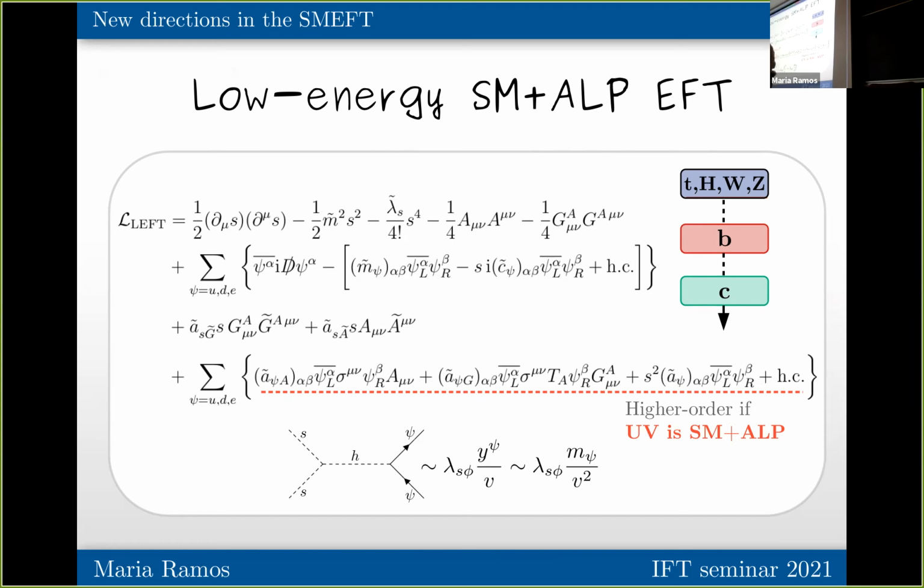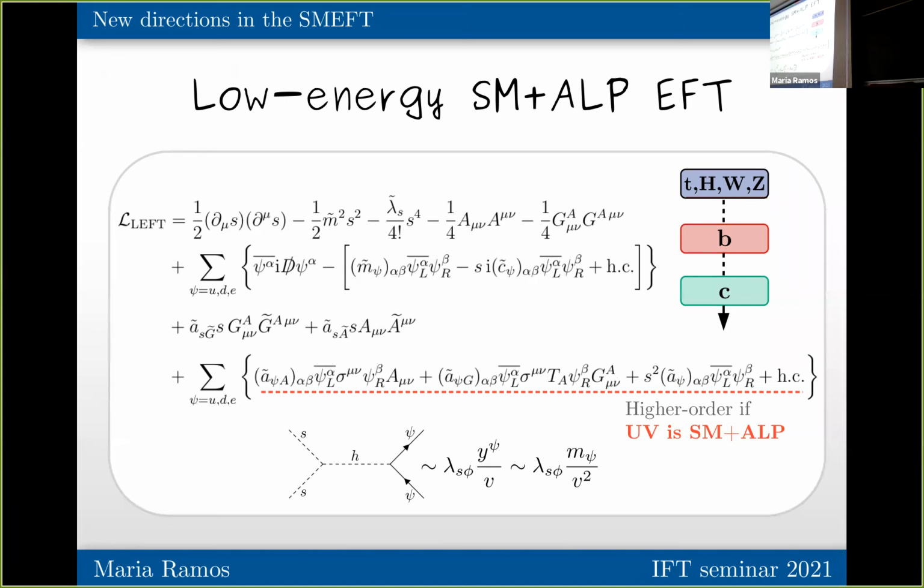So you have here a dimension 4 ALP interaction with fermions on the left. You have again the dimension 5 interactions with Higgs bosons, now the photon and the gluon, which were already present in the high energy EFT. And then you have also the purely SMEFT dipole operators, as well as an interaction with the fermions and the ALP at dimension 5. These terms in the last line are actually higher order if you consider that at the electroweak scale, you have only the standard model plus an ALP.